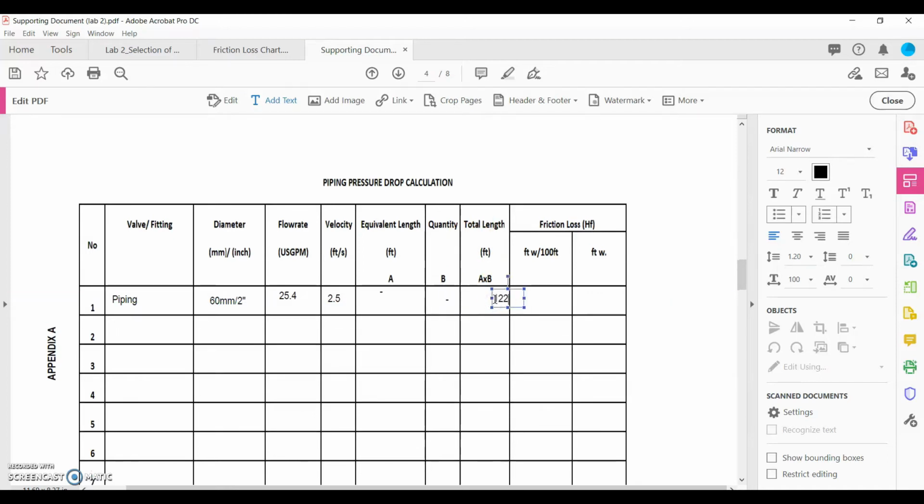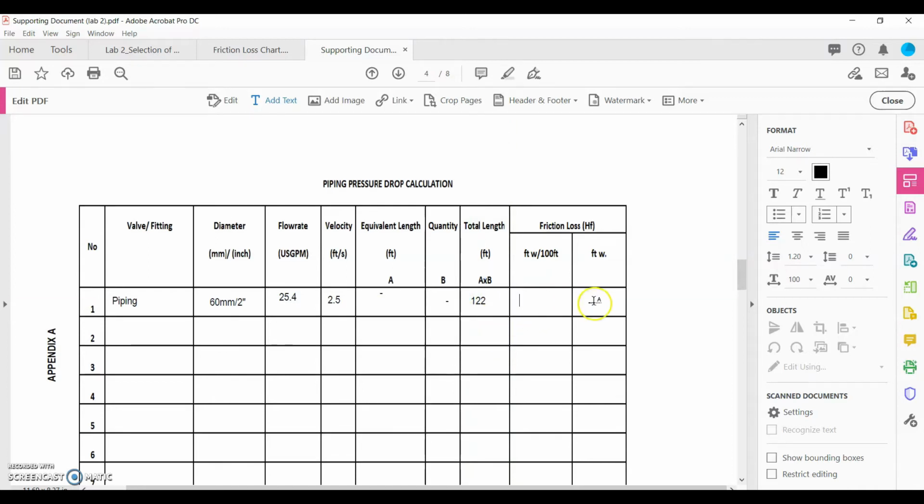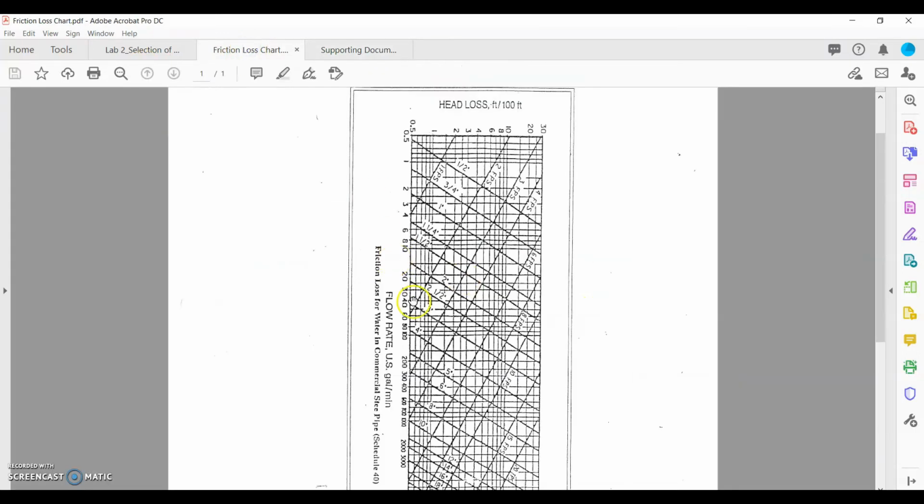122 feet. Alright. And then friction loss of the pipe from your friction loss chart. Okay, 25.4 US gallons per minute. Intersection here at 2 inch piping. Just draw it up. Okay, and then you get around 1.5 feet per 100 feet.